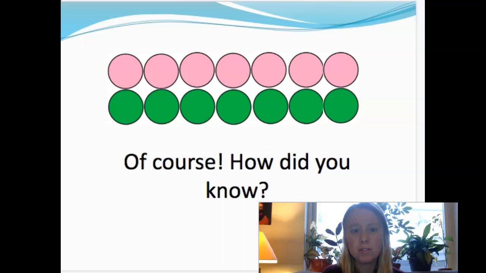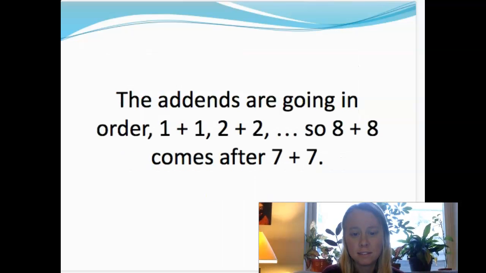And how did you know that we were going to do 8 plus 8? The addends are going in order. Exactly. So 1 plus 1 is 2, 2 plus 2 is 4. I kind of said that a little early, but you guys figured it out, I'm sure.